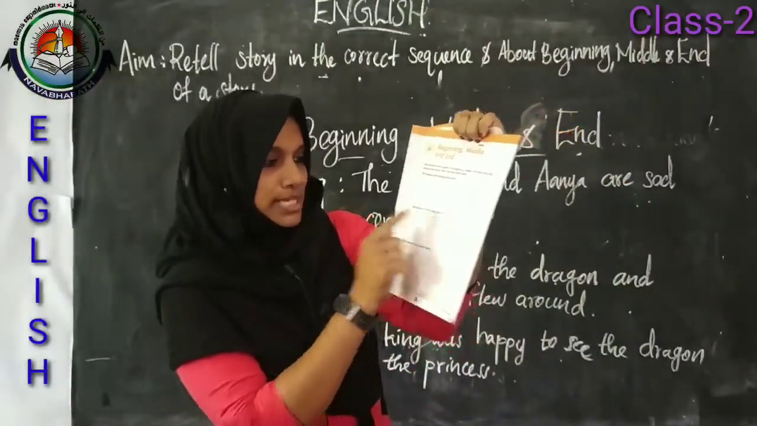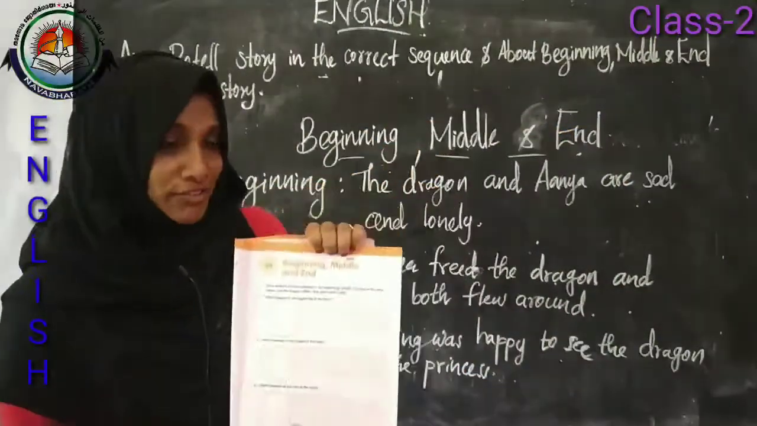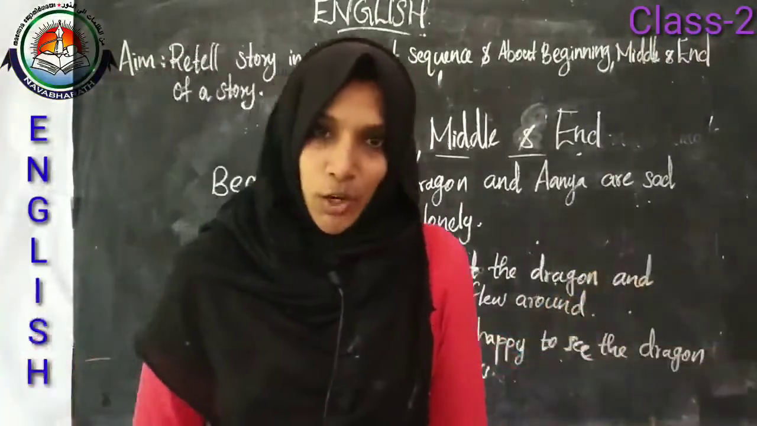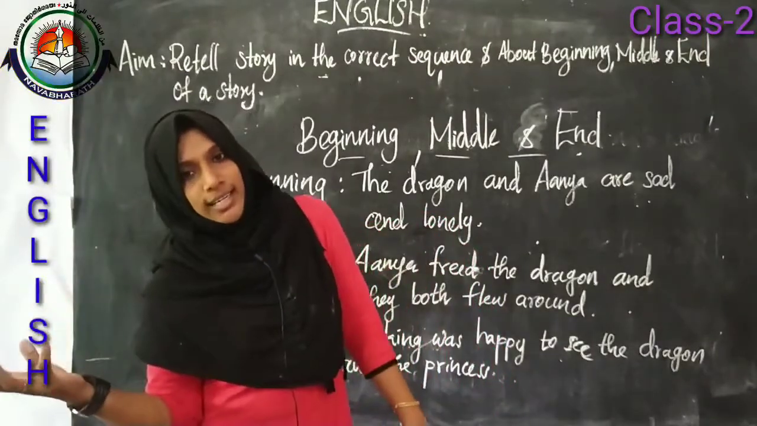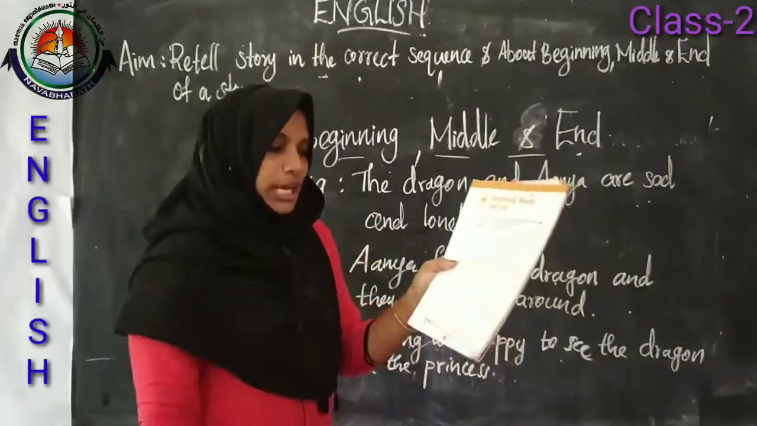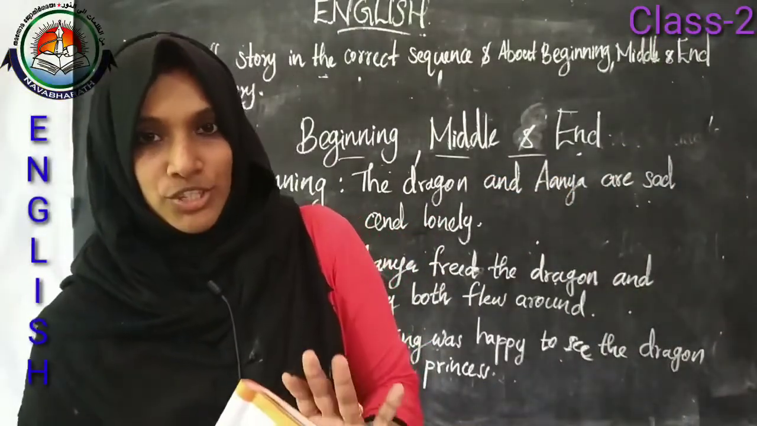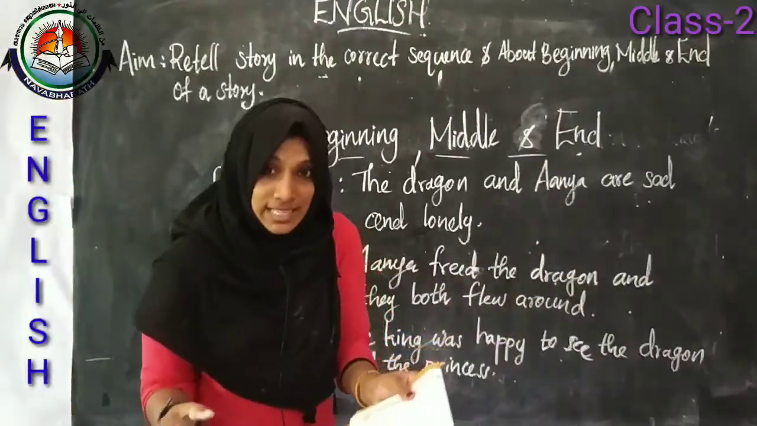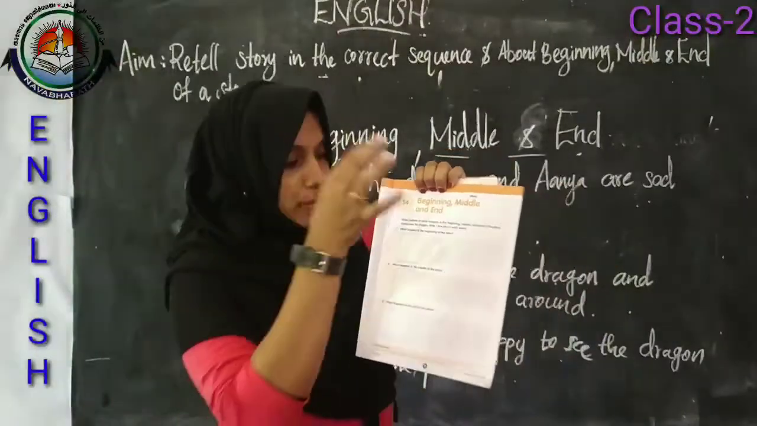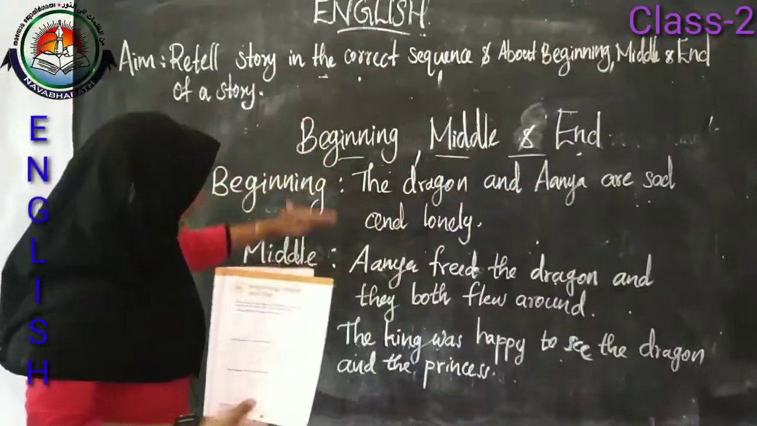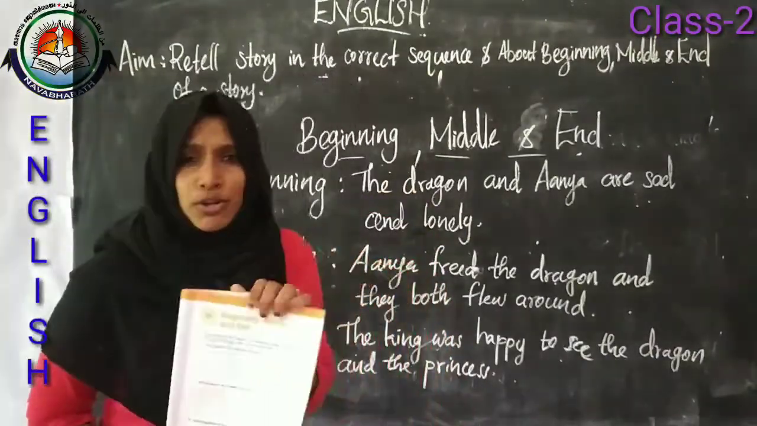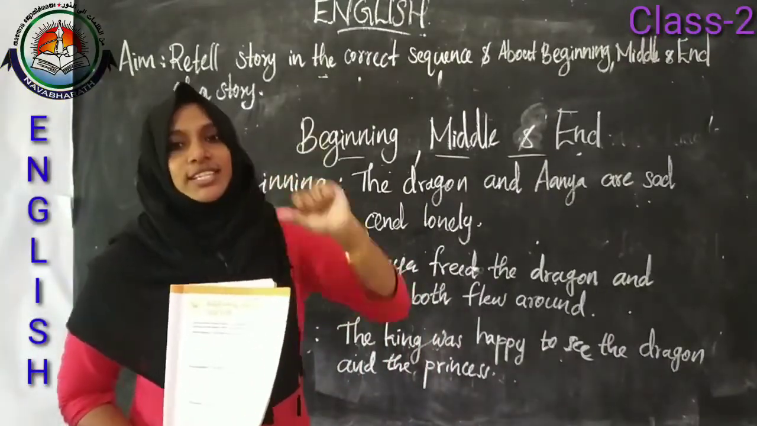Then here what happens in the middle of the story? In the middle of the story, Anya freed the dragon and they both flew around. Anya opened the chains and the dragon was free, and at last they become friends. And at last what happens at the end? In the end of the story, the king was happy to see his daughter and the dragon. So these are the main facts. When we write these things in this order, we will get a clear idea about this story in a very short time.